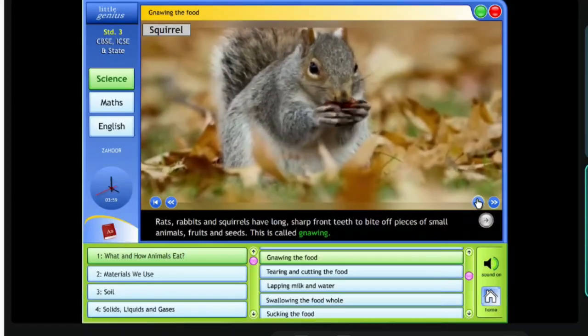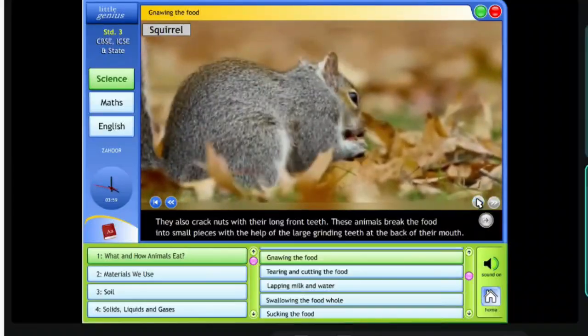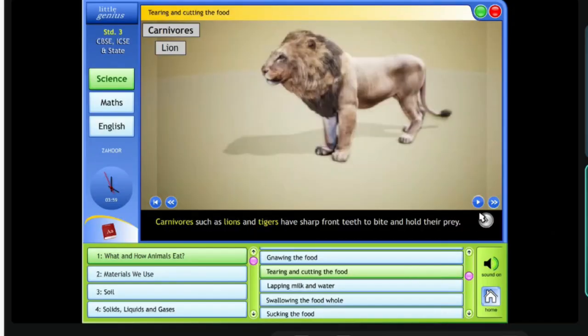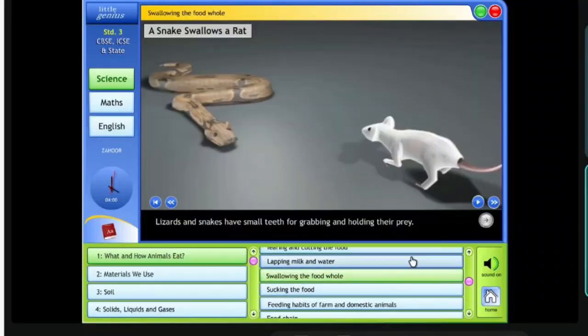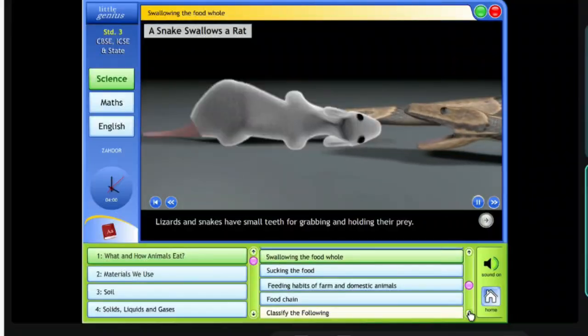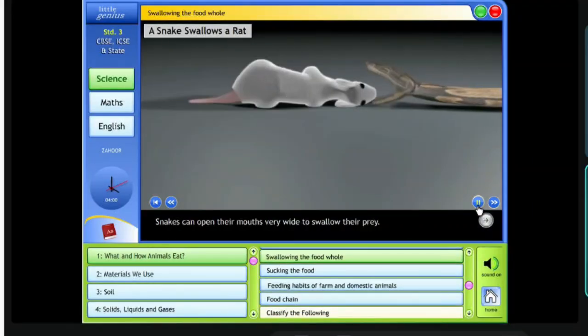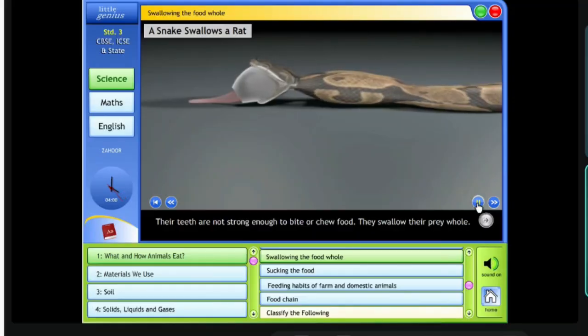Rats, rabbits, and squirrels have long, sharp front teeth to bite off pieces. They also crack nuts with their long front teeth. These animals break the food into small pieces with the help of the large grinding teeth at the back of their mouth. Tearing and cutting the food: carnivores, such as lions and tigers, have sharp front teeth. Swallowing the food whole: lizards and snakes have small teeth for grabbing and holding their prey. Snakes can open their mouths very wide to swallow their prey. Their teeth are not strong enough to bite or chew food. They swallow their prey whole.